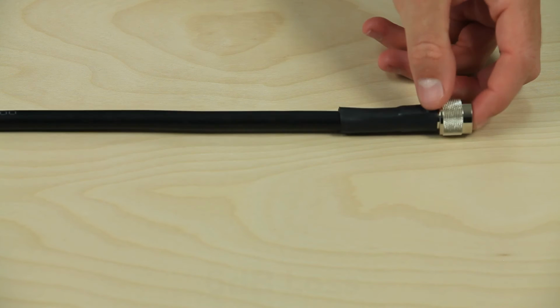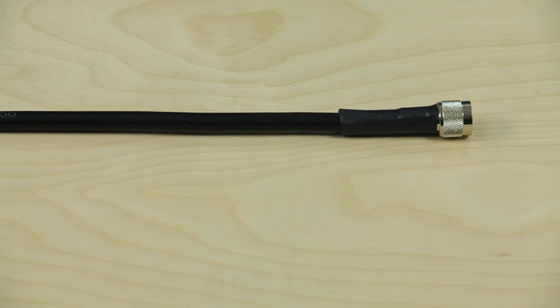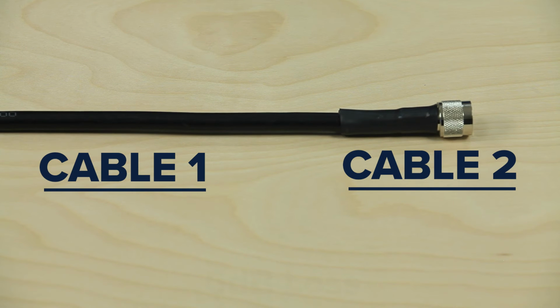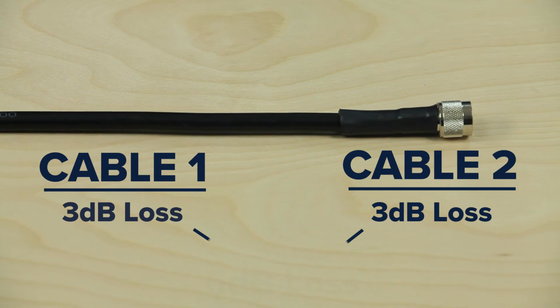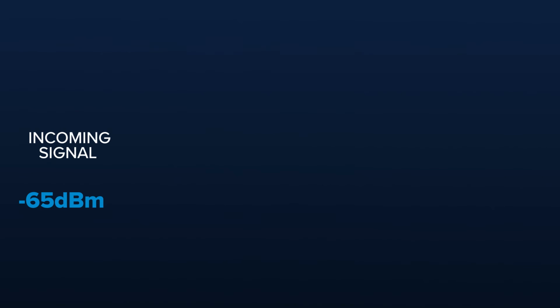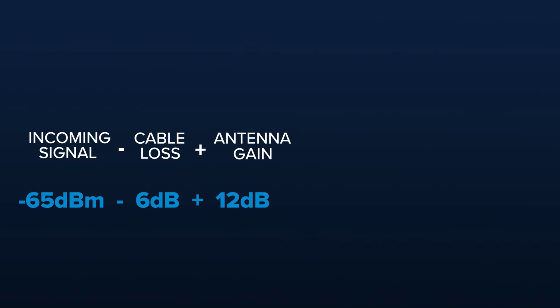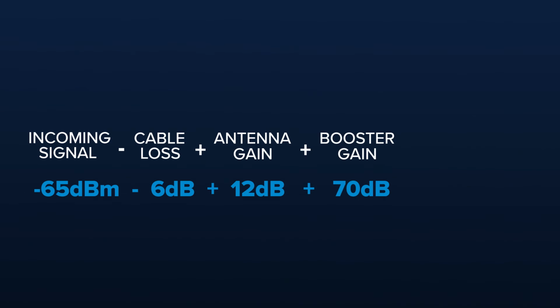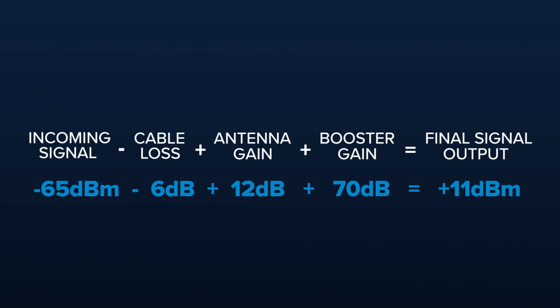We'll run two 50-foot lengths of Wilson 400 cable, one to each antenna. Each run has a loss of 3 dB for a total cable loss of 6 dB. Our booster has a gain of 70 dB. So if we subtract our cable loss from our incoming signal, we've got a negative 71 dBm. Adding in our antenna gain brings us up to a negative 59 dBm. Now add in the booster gain of 70 dB and our final signal output is plus 11 dB.